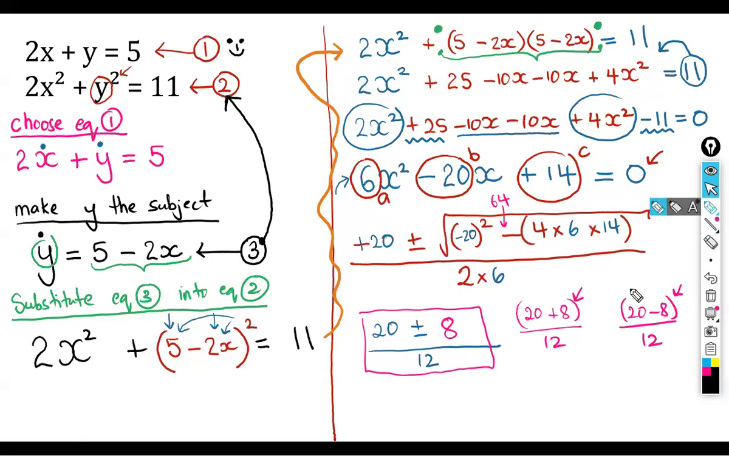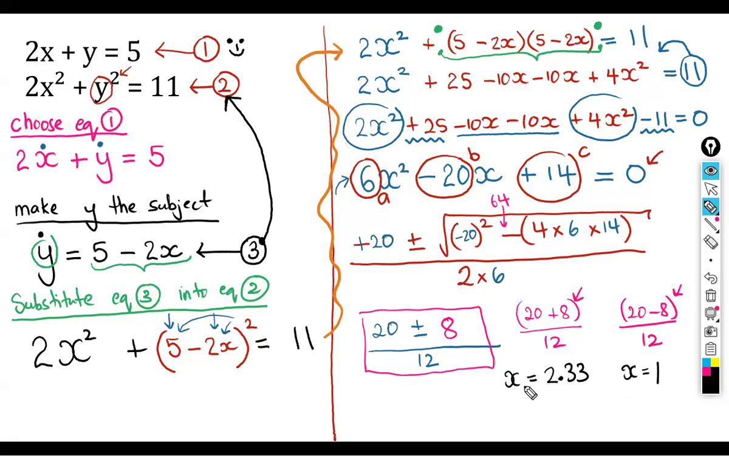Anybody got the first answer? 2.33 or 2 1/3? I'm going to 2 decimal places. I hate fractions. I just prefer decimals because it's easier to type in decimals on a calculator, right? 20 minus 8 divided by 12 is 1. Now remember, these 2 answers we just got are x answers. So both of them are x.